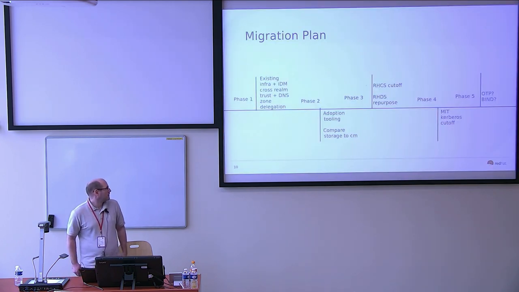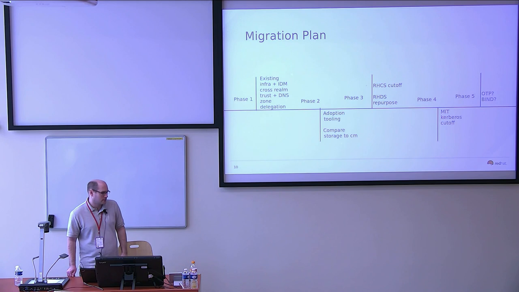So getting there is going to take a long time. We're currently in about phase 2.5. We have the existing infrastructure, which was the legacy Kerberos, LDAP, bind, and so on and so forth. And we've created an IDM cross-realm trust, and we've also done a DNS zone delegation. So our legacy Kerberos realm is redhat.com. We now have an ipa.redhat.com. They both trust each other through a bidirectional Kerberos trust. And right now, the IPA DNS is only managing ipa.redhat.com and its subdomains. So that's phase one, and I'll pretty soon go into all of the challenges we've had getting past even that phase.